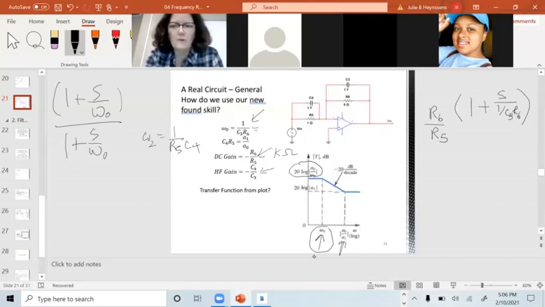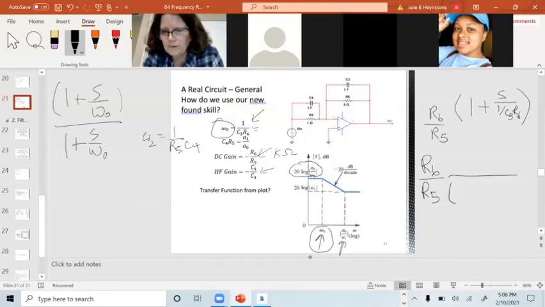The way I figured out what omega naught was is I went back here and it told me what omega naught was, what my low frequency pole was. Oh, that is amazing. I'm going to have to rewrite that. It's falling. It's a pole. It goes in the denominator, C3 R6.